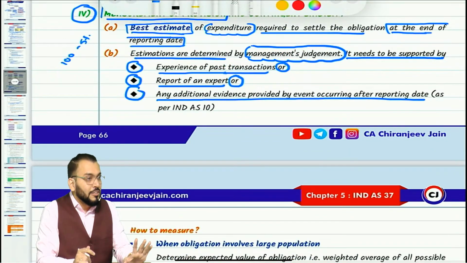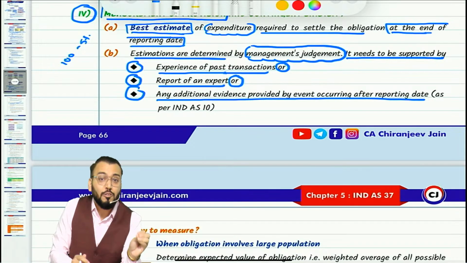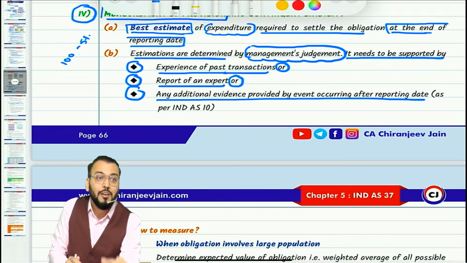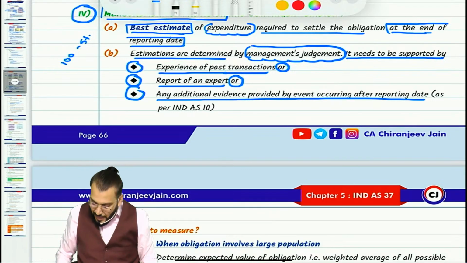Can I take the question? Still now the measurement point is not complete. Suppose one question came right now in exam and you are writing CA exam. Can you score or you can't score? Let me understand that point.